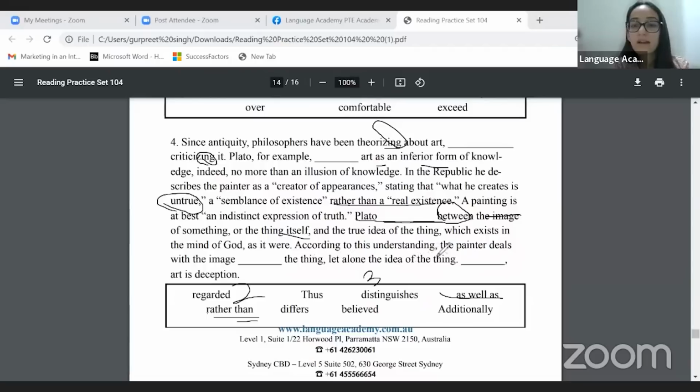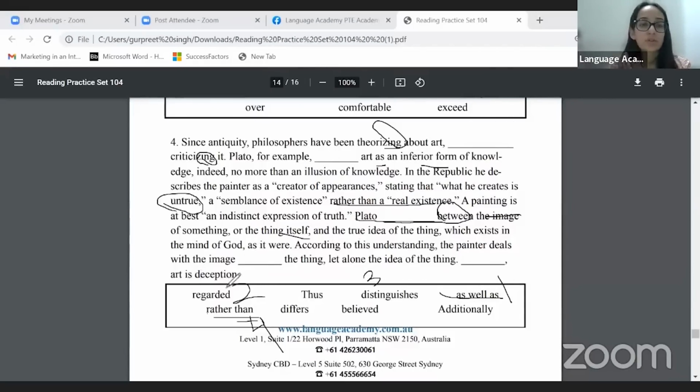According to this understanding, the painter deals with the image dash the thing, let alone the idea of the thing. So all these things tell us that the painter deals with the image, not the thing. It means the focus of the painter is on the image, on his painting. He doesn't really bother about the thing itself. So here we need rather than, more than we need it in the first blank. So in the first blank, we can go with as well as.